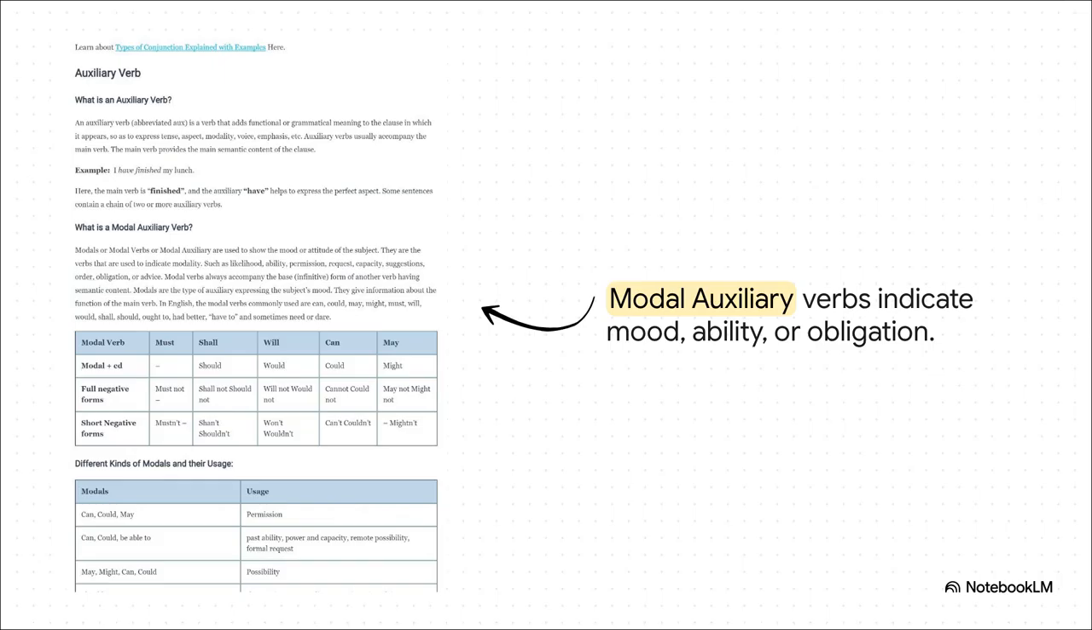And speaking of those assistants, we have a very specific type of helper called modal auxiliary verbs. These are words like must, shall, will, can, and may. Now, what's wild about these is that they never change their form. You are never going to see the word musts or mays, but they attach to another base verb to indicate a subject's mood, their ability, or an obligation. They're exactly what allow us to say you must do the work versus you can do the work. It's a tiny shift, but it creates a totally different meaning.